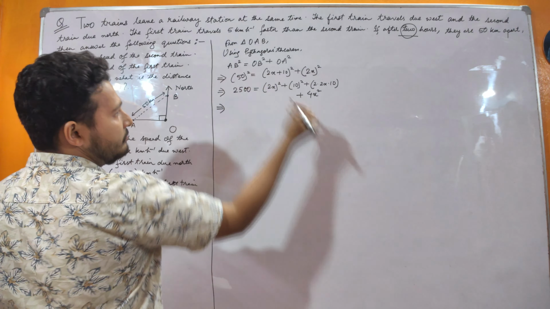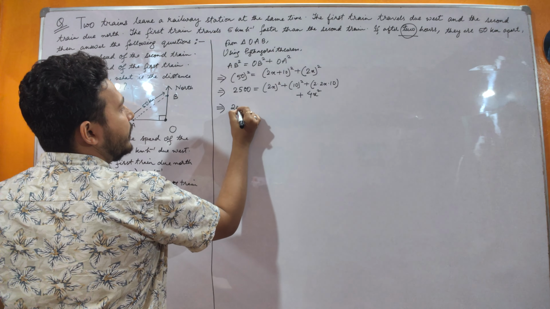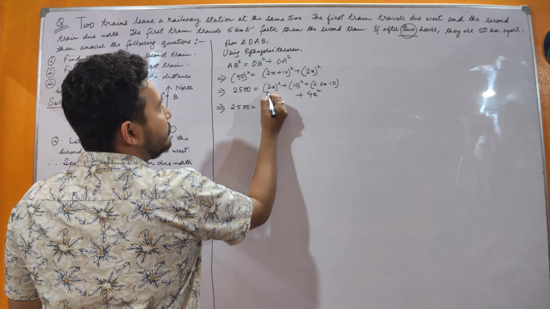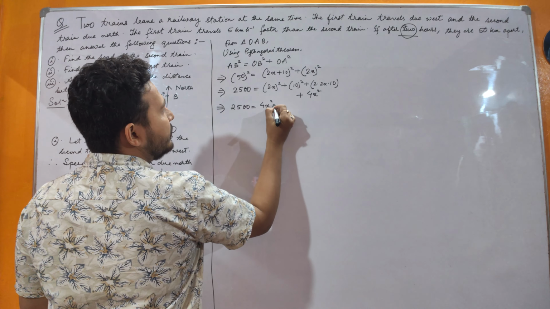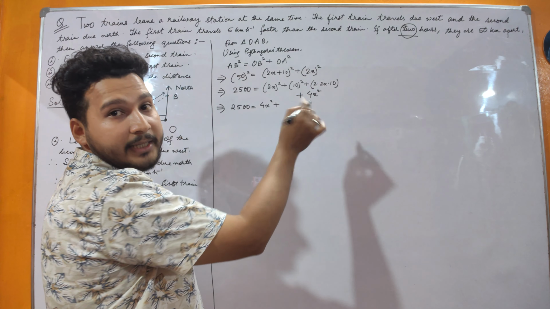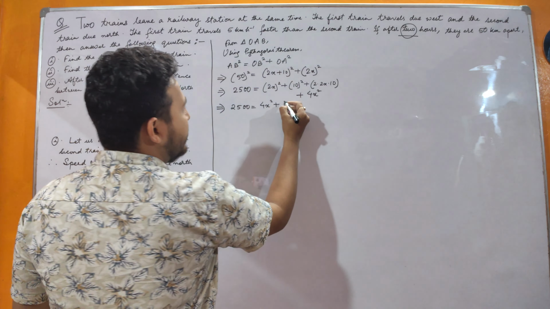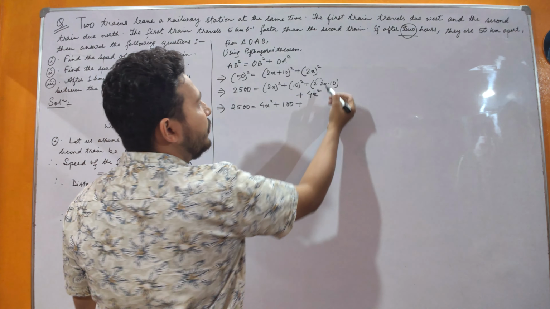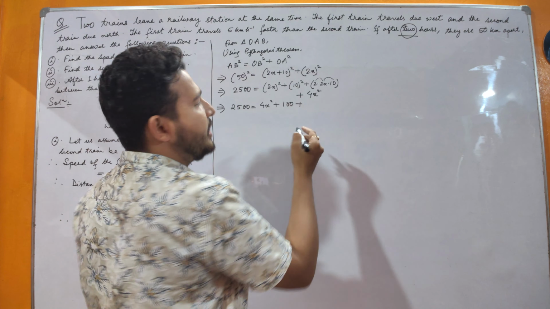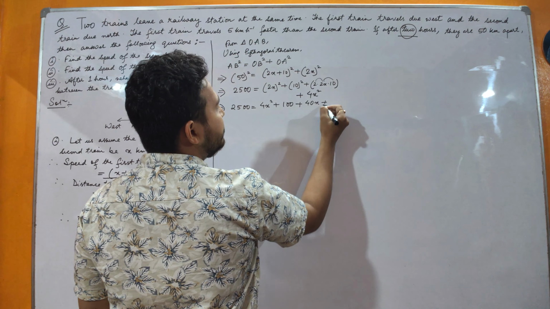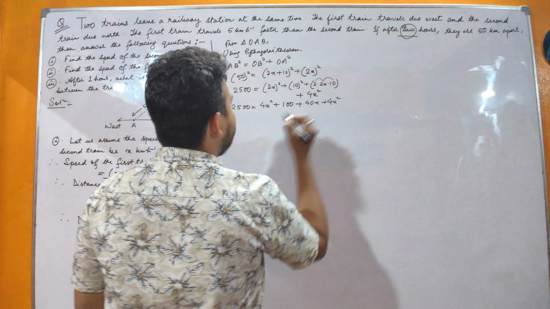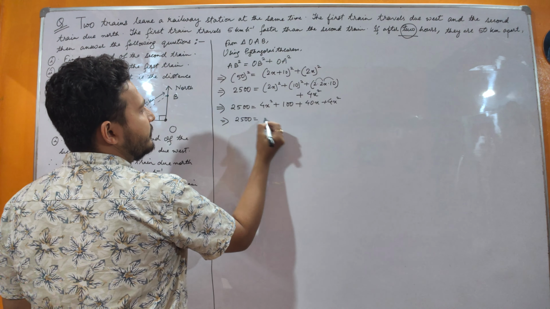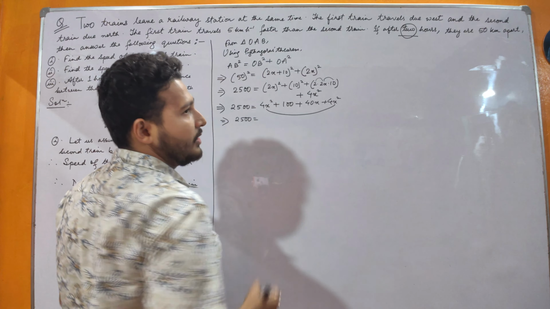Next, we continue the problem. Now 2500 gives, what is twice x whole square? 2 times 2, 4, 4x square plus, what is 10 square? 10 times 10 gives 100. That's 100 plus, now 2 times 2, 4. 4 times 10, 40. So 40x plus 4x square.